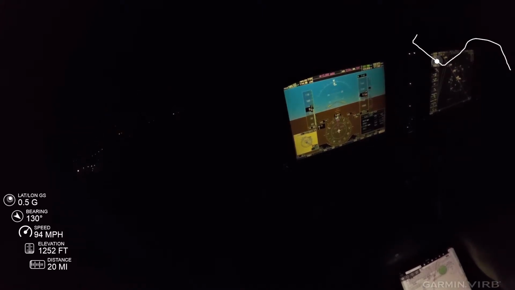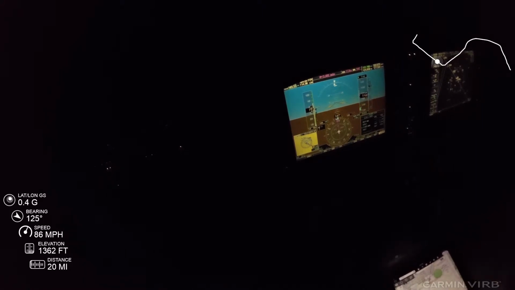Climb. We're going right to 3,700. Just down a little bit. I can clean these flaps up a little bit.